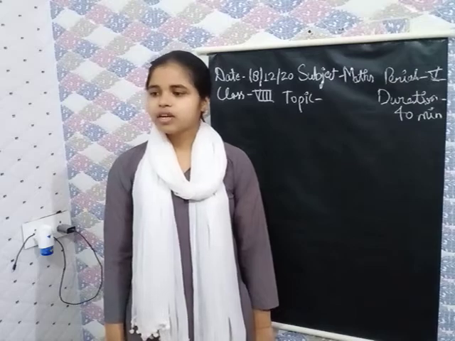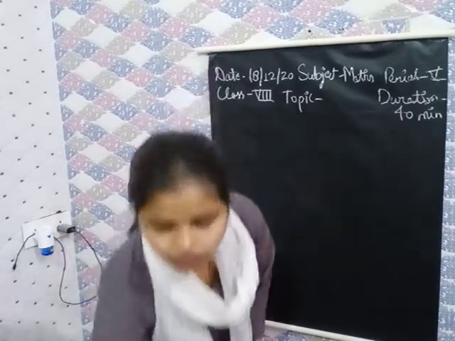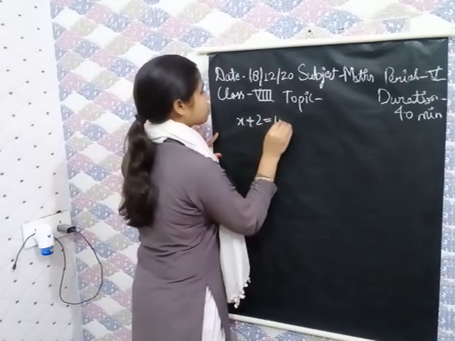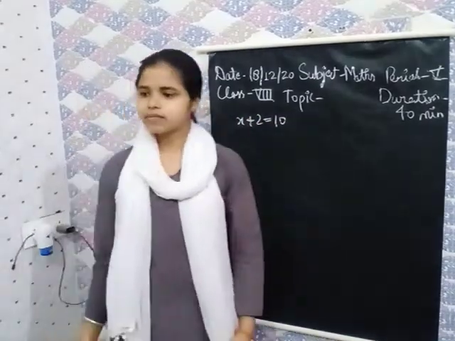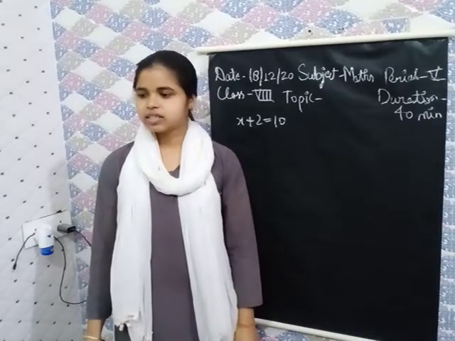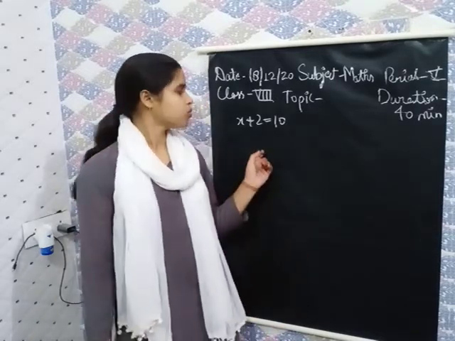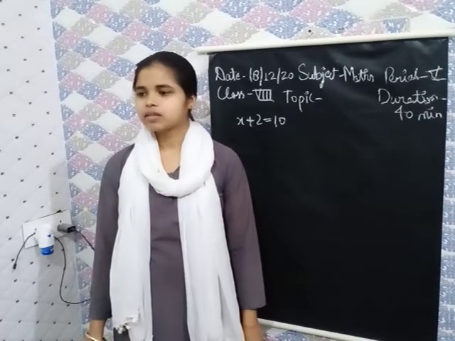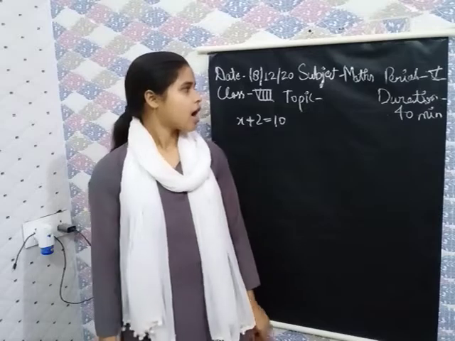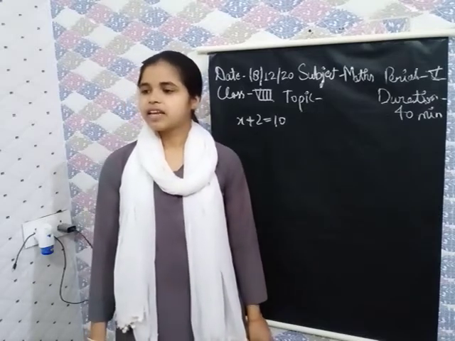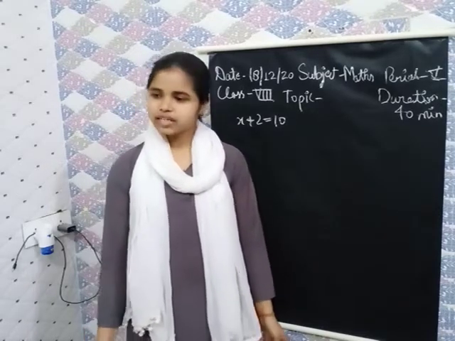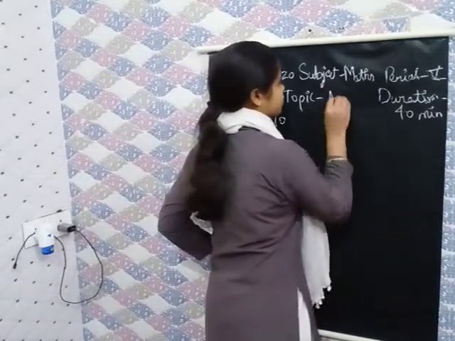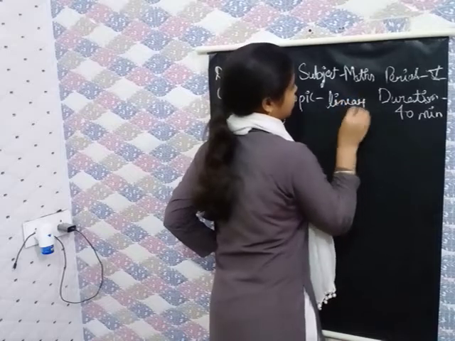Very good. What is x plus 2 is equal to 10? This is an equation. Very good. X plus 2 is equal to 10 is which type of equation? It is a linear equation. How can you solve a linear equation? So students, today we will study how to solve linear equation. Our topic is linear equation.